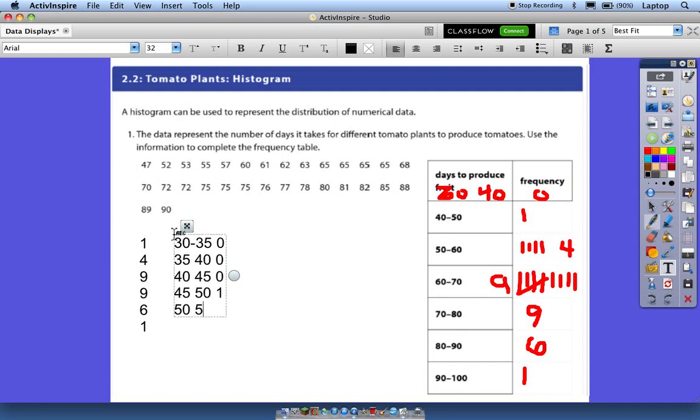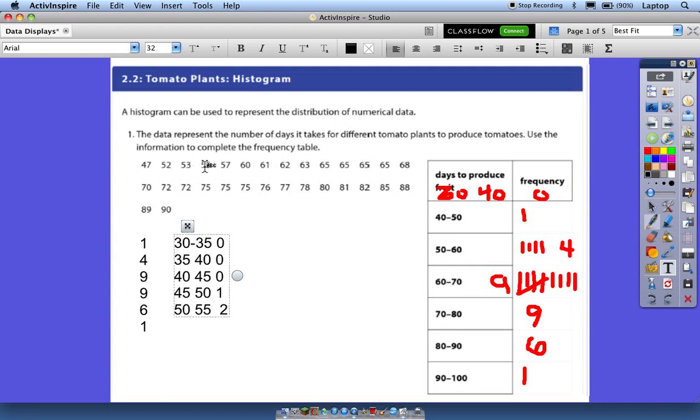From 50 to 55, there is 1, 2. We cannot count the 55. From 45 to 50, there's 1. From 50 to 55, there are only 2, because we cannot include the 55.